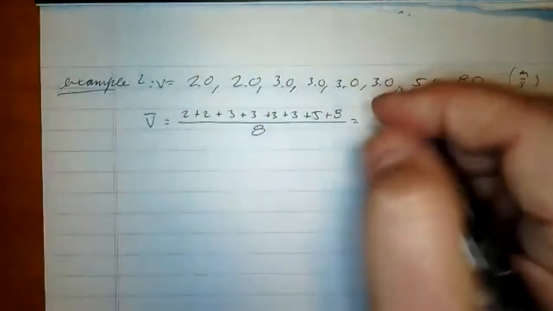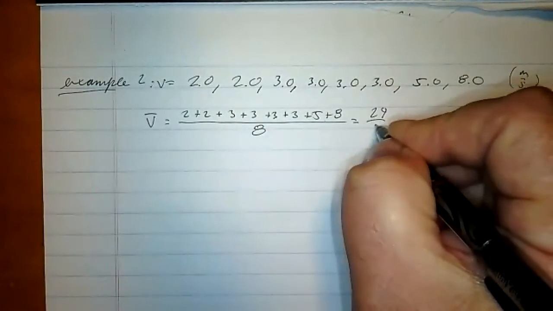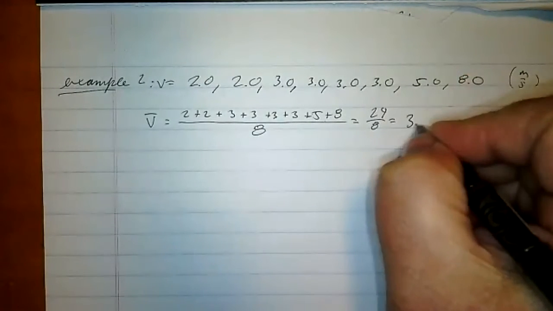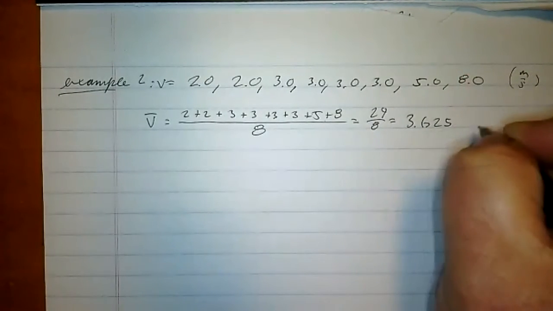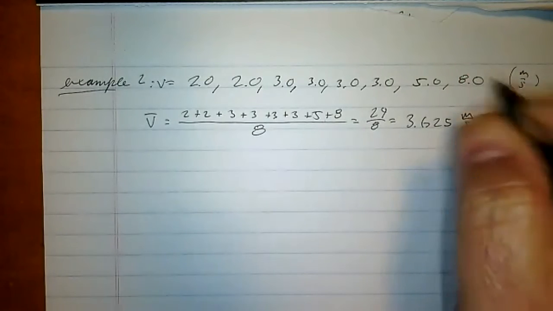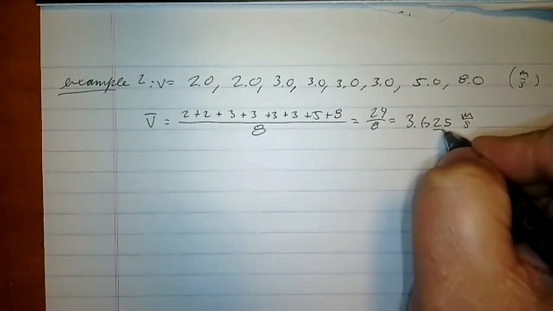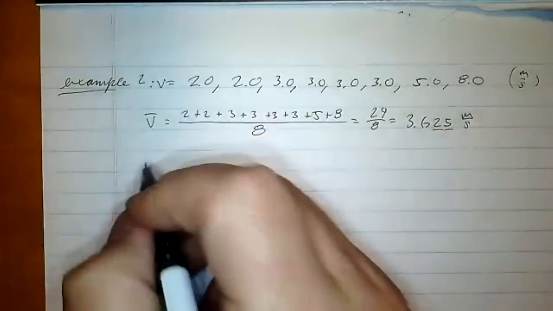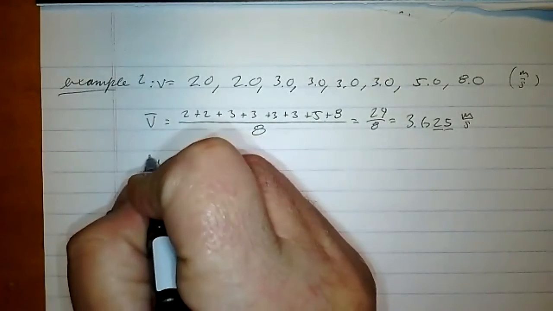That becomes 29. Hopefully somebody can verify that they got 29 as well. And I get 3.625 meters per second. Of course, we only had 2 sig figs, so these two are extra, so it should be about 3.6. Now let's calculate the root mean square.